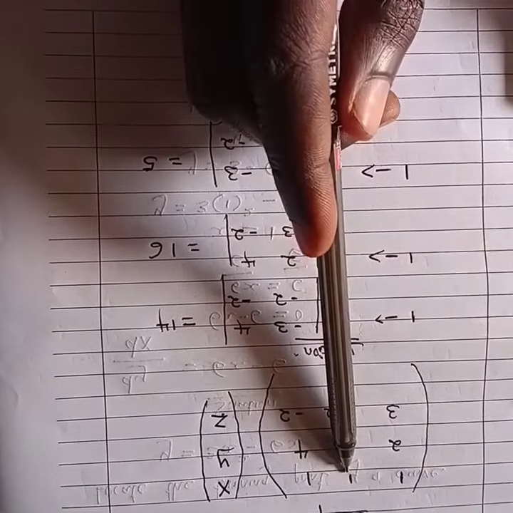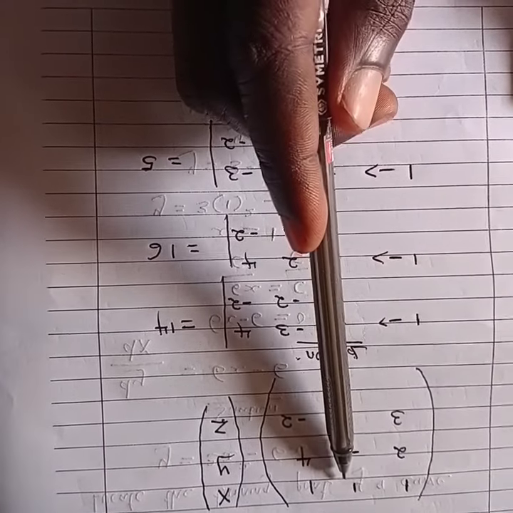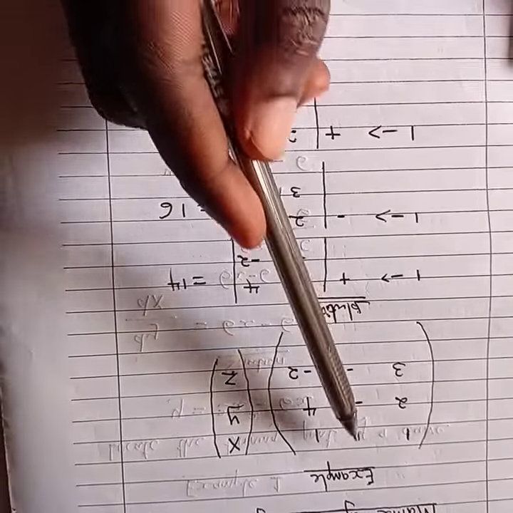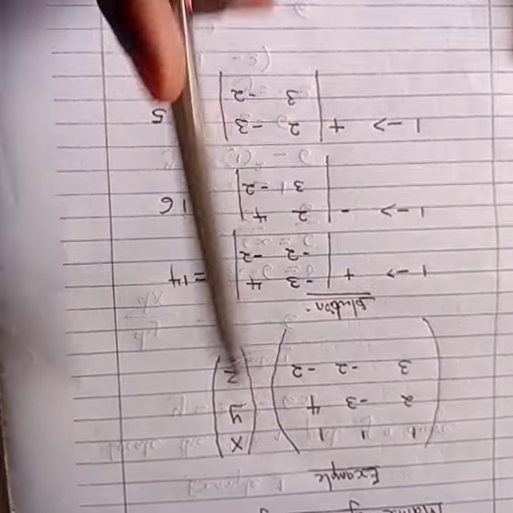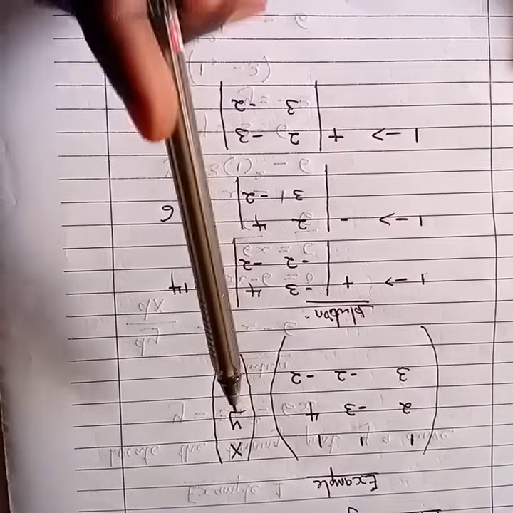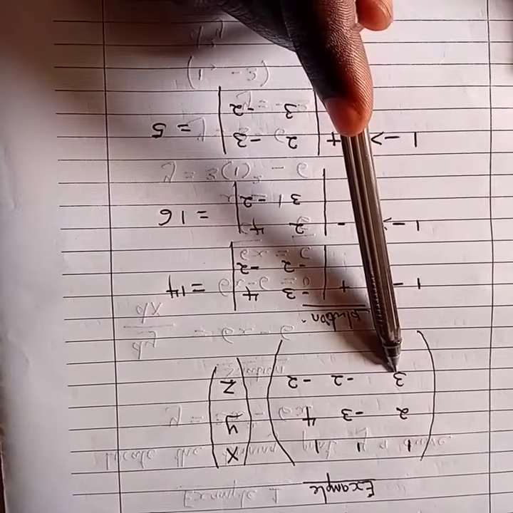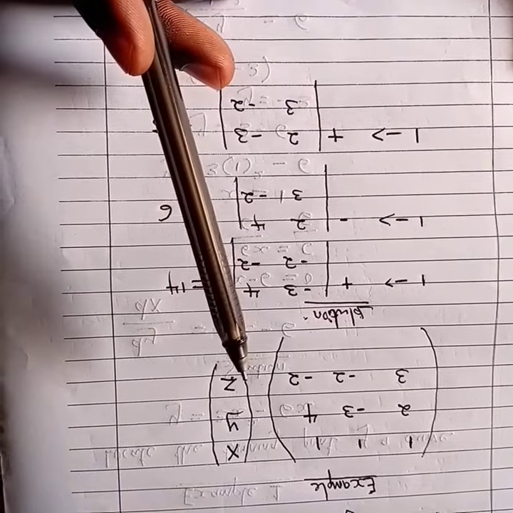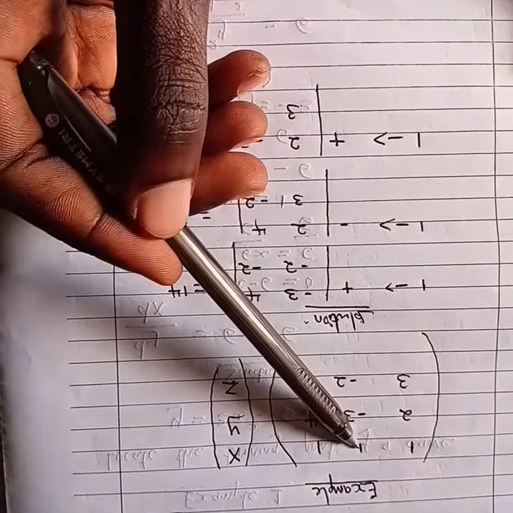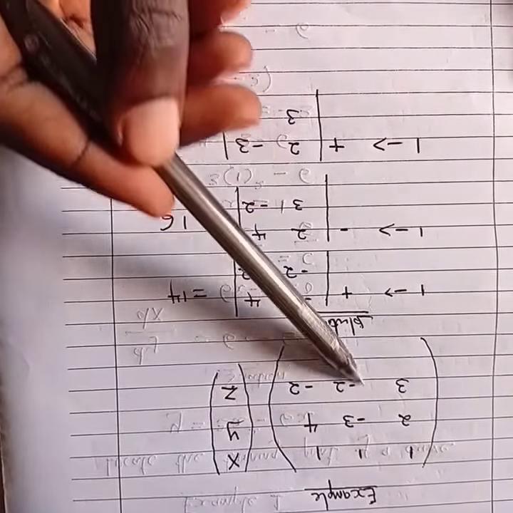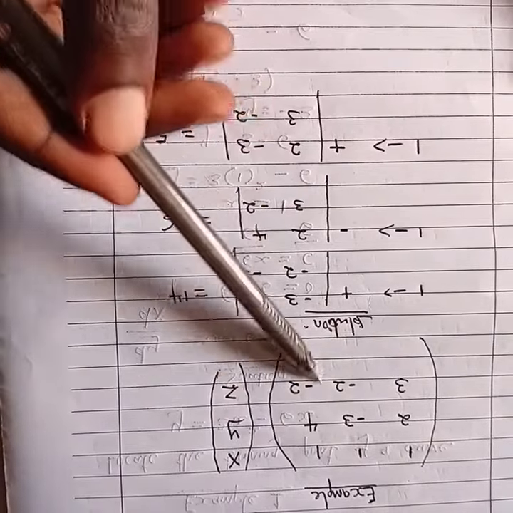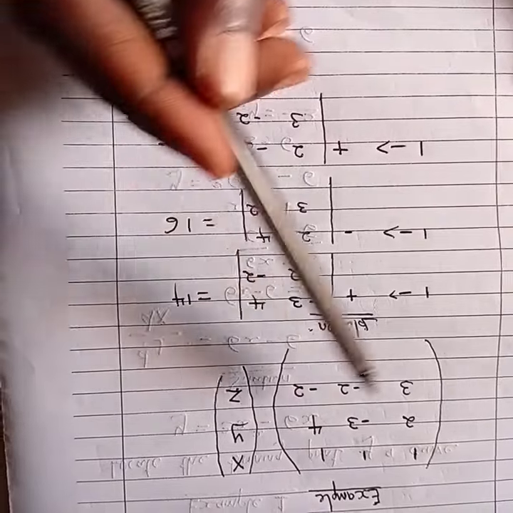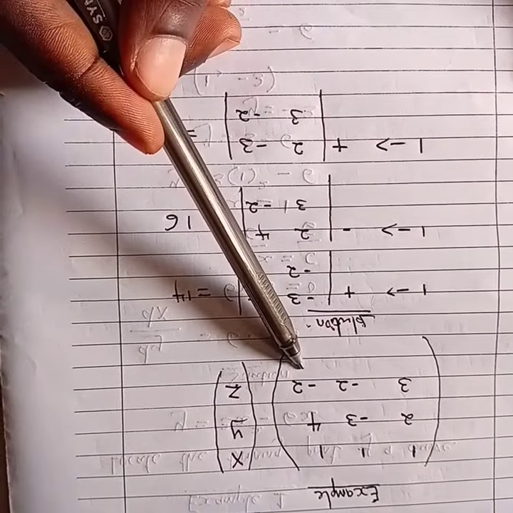When you've taken the second one, you ignore everything in that column and everything in that row. So you'll have 2, 4, 3, and negative 2. I think you're together up to this point. When you take the second one, you ignore everything in that column and everything in that row. Now you'll have 2, 4, 3, and negative 2.